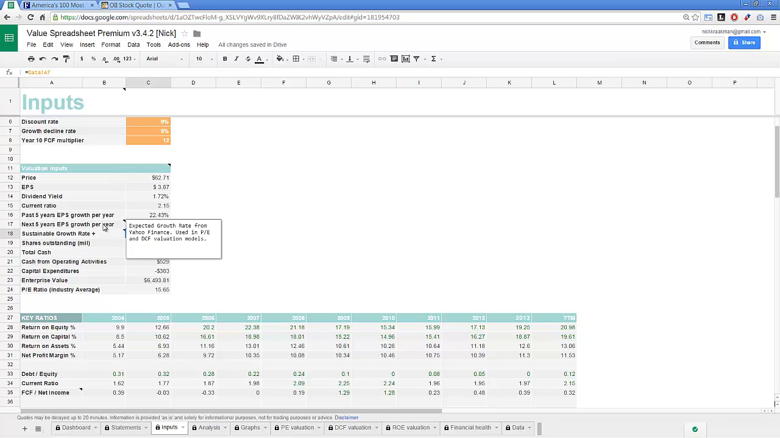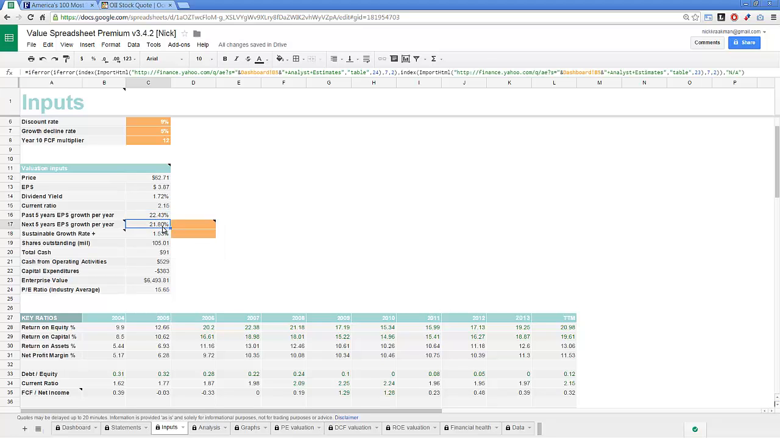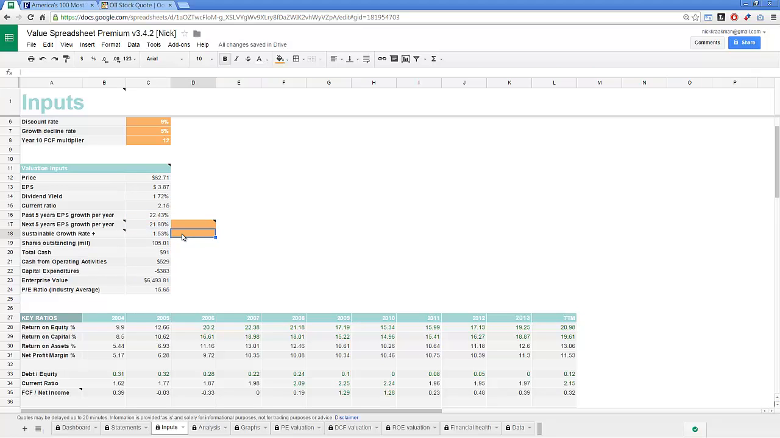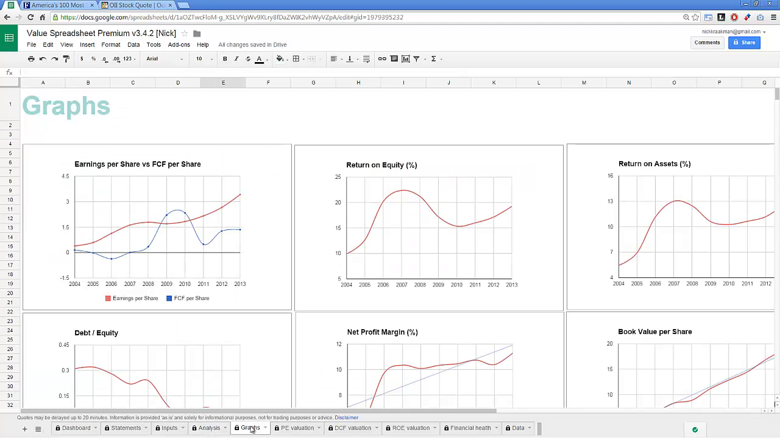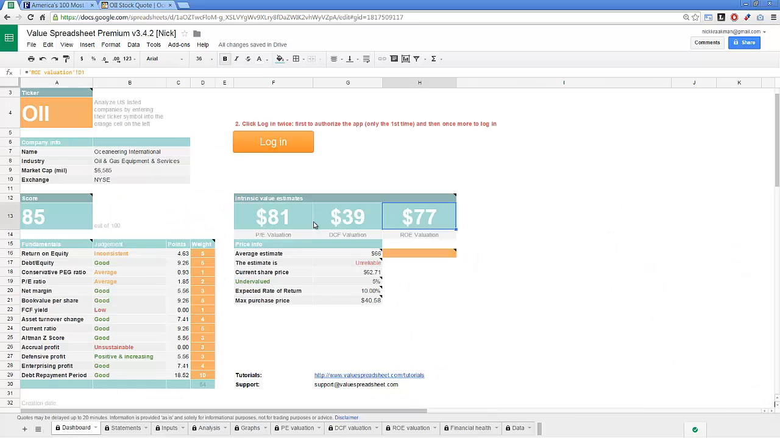However, analysts expect the company to grow at 21% for the coming 5 years. So let's just enter 20% here in this orange override field, and what we'll see now is that the valuation is much more in line with what we saw here. So let's just assume that the discounted cash flow is on the low side because of what we saw here in the graph, and so we'll focus on these two.